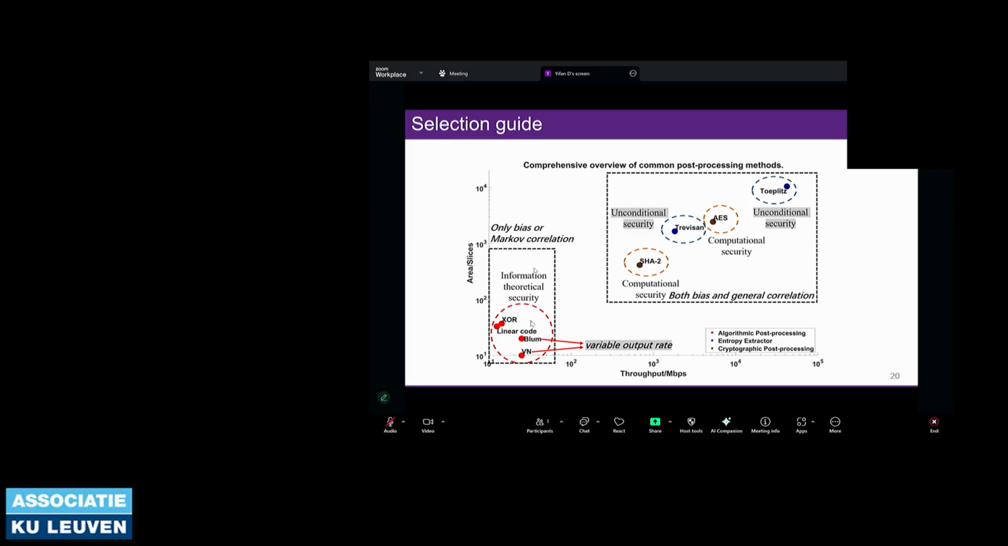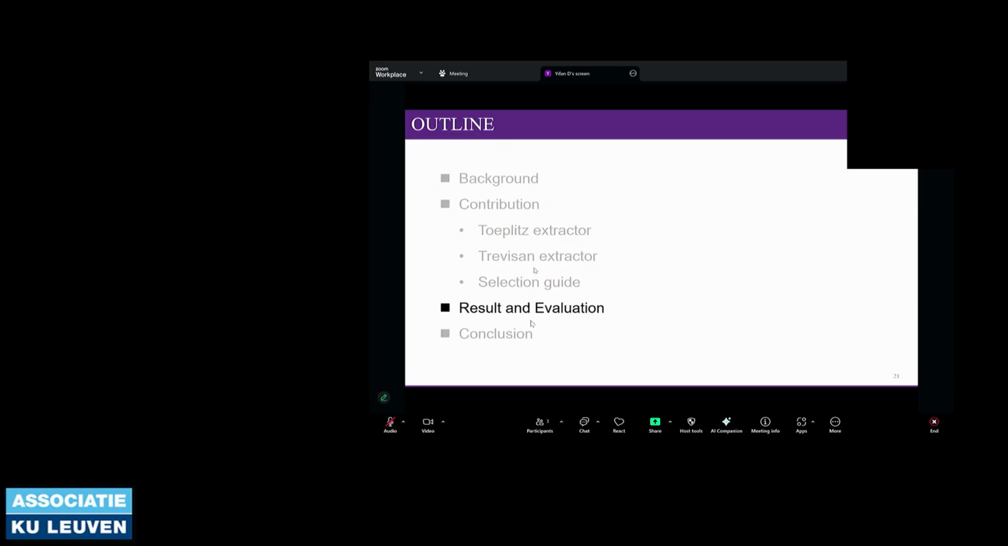For data-intensive applications where speed is more important than area and power consumption, or when raw random numbers are from multiple parallel correlated entropy sources, the entropy extractor implemented in this paper is a better solution. Next, I will present the results and the evaluation of our design.